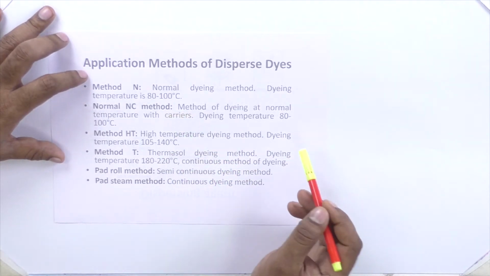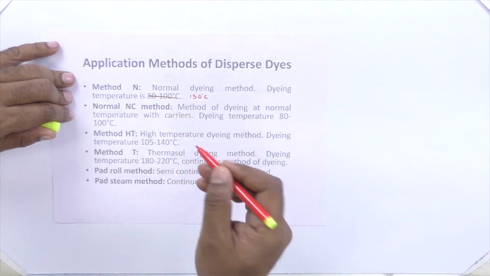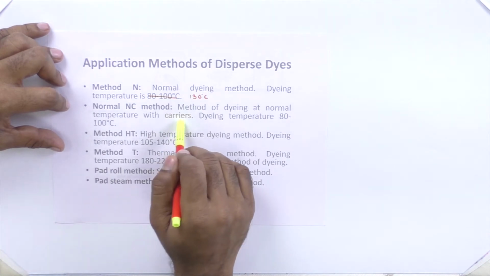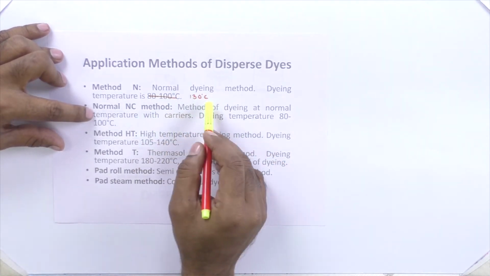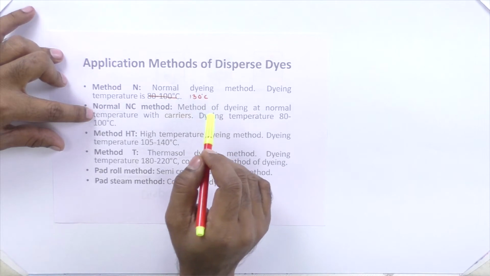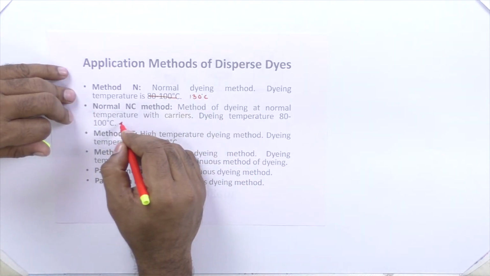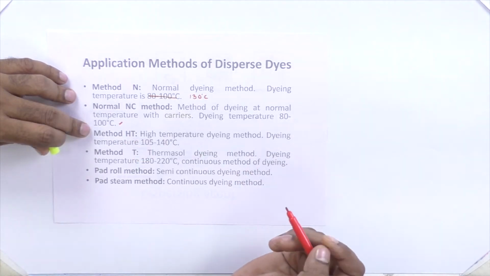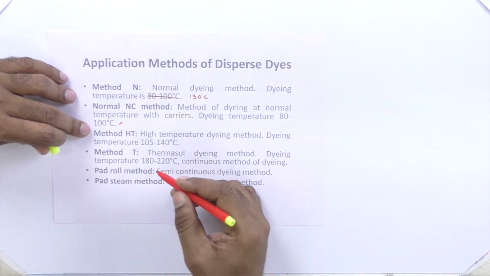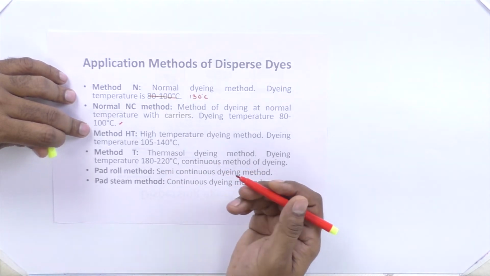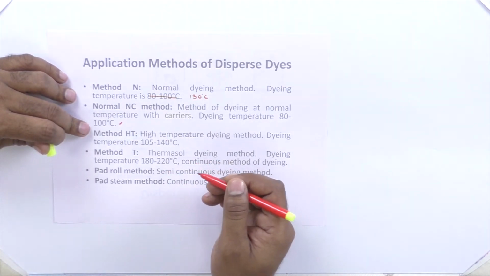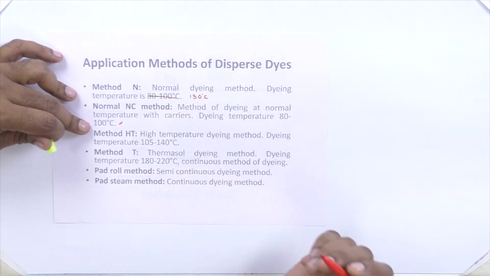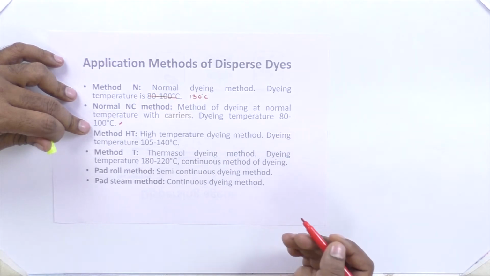In the normal dyeing method, dyeing takes place at 130 degrees Celsius. In the carrier dyeing method, due to the use of carriers, the dyeing temperature is reduced below 100 degrees Celsius. So it is 80 to 100 degrees Celsius as the dyeing temperature, and high temperature is 140 degrees Celsius. And thermosol is a different method. Without using water, they dye the polyester fabric, at 180 to 220 degrees Celsius. And pad roll and pad steam are continuous dyeing methods.